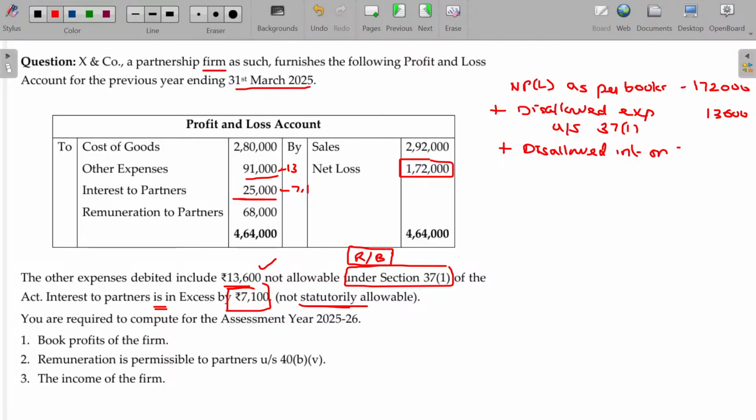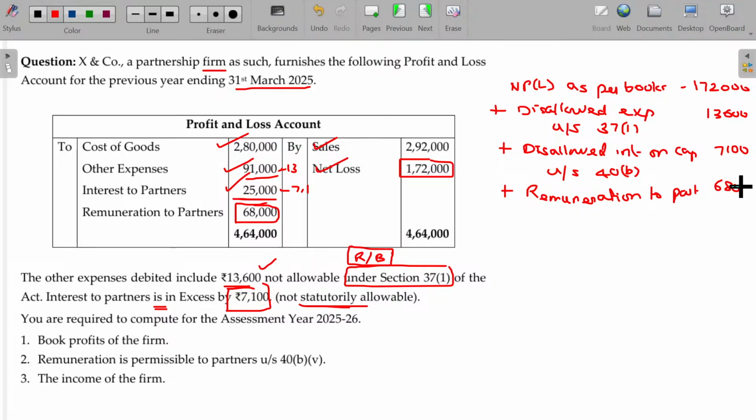Interest on capital under section 40 clause B, this value being 7,100. Apart from that, cost of goods okay, sales okay. This is also taken, net loss taken. Remuneration to partners is going to be calculated. Whatever remuneration to the partner is already debited should be removed. If I remove this, automatically profit will increase. So it is an addition item. Remuneration to partners, the value being 68,000, should be added.